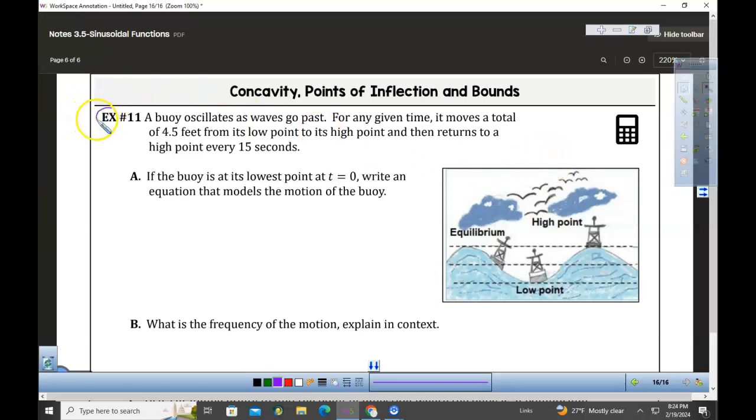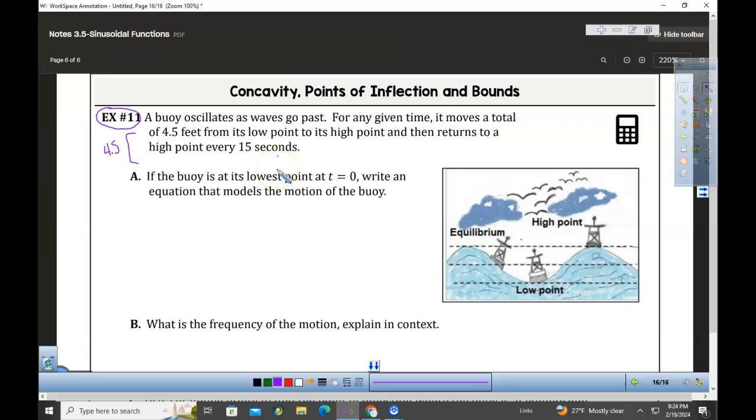So, let's take a look at example 11, though. A buoy oscillates as waves go past, so it goes up and down with the waves. For any given time, it moves a total 4.5 feet from the lowest point to the highest point. So that means that total height is going to be 4.5. It goes from a high point to another high point in 15 seconds. All right, so let's make an equation that models this.